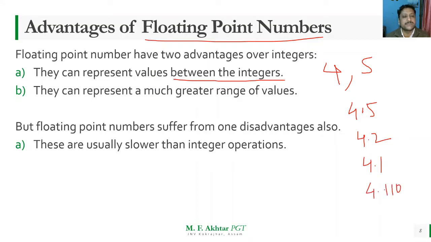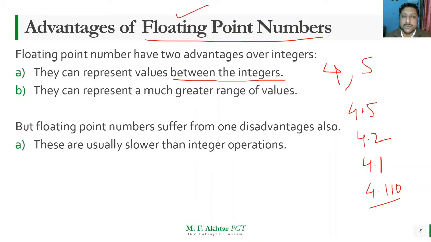4.110, like this we can put. All these numbers come between the two numbers 4 and 5. So any number can be written. Next, they can represent a much greater range of values. So a greater range of values comes here in floating point numbers.